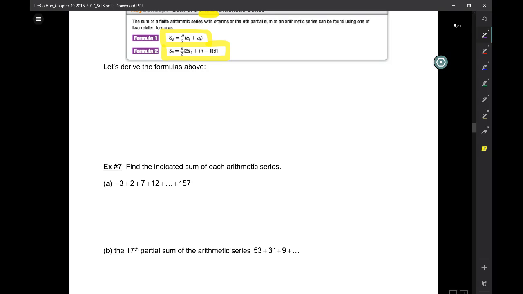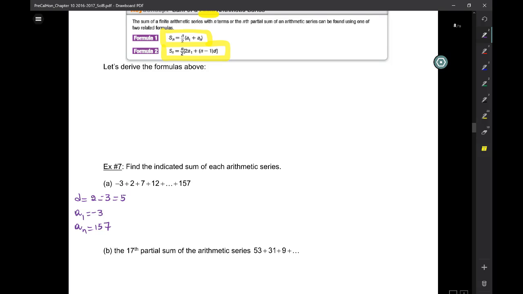So the first one here, what I have is the sequence. And we're going to use formula 1 because, do we know what d is in this one? Can we find d here? It's 2 minus negative 3, that's equal to 5. Okay, how much is a_1? a_1 is negative 3. a_n is 157.